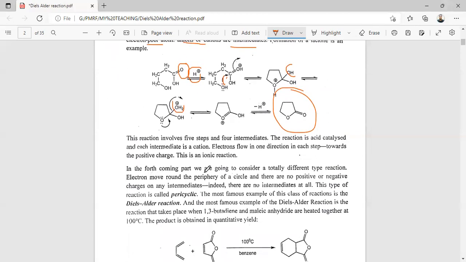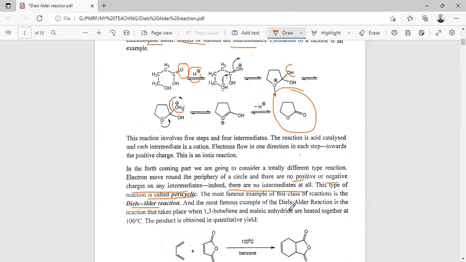In the forthcoming part, we are going to consider a totally different type of reaction. Electrons move around the periphery of a circle. There is no positive or negative charge on any intermediate. So indeed, there are no intermediates at all. This type of reaction is called a pericyclic reaction. The most famous example of this class of reaction is the Diels Alder reaction.